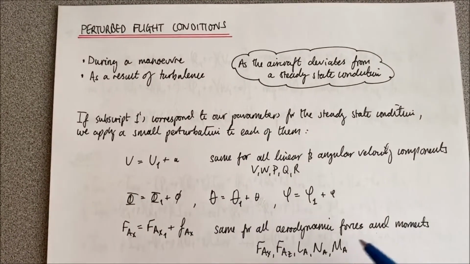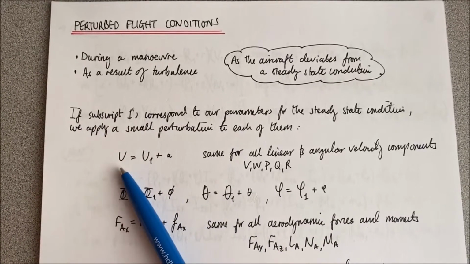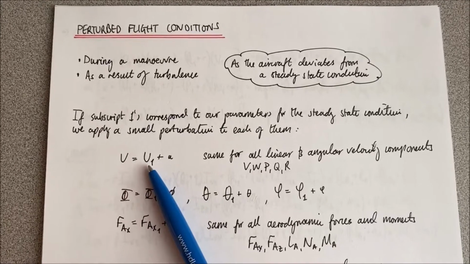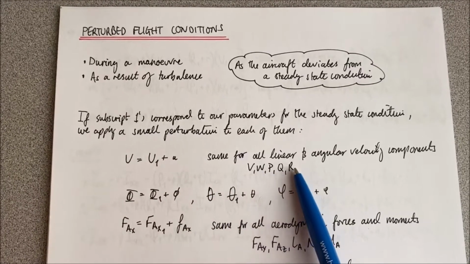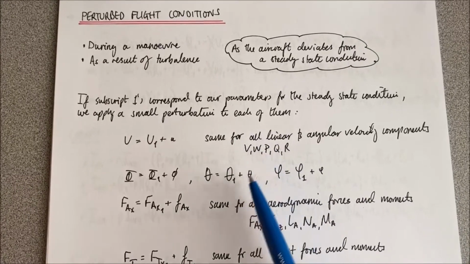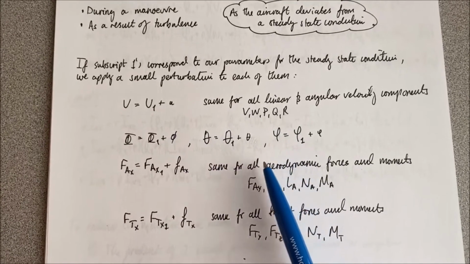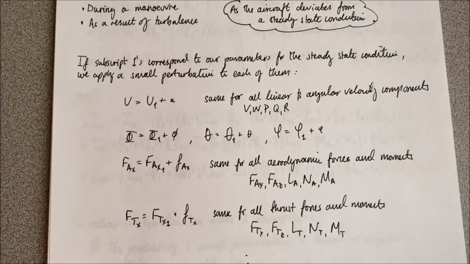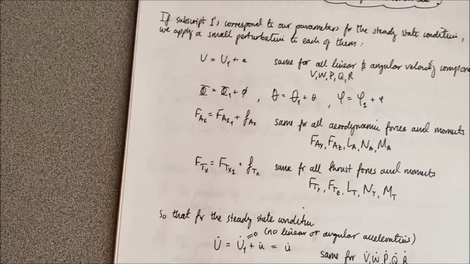So we have here as an example the x component of the linear velocity as given by the steady state condition plus a small perturbation, and that's the same for all of our linear and angular velocity components. We do the same for our Euler angles and the same for our aerodynamic and thrust forces and moments. So you can see where this is going.